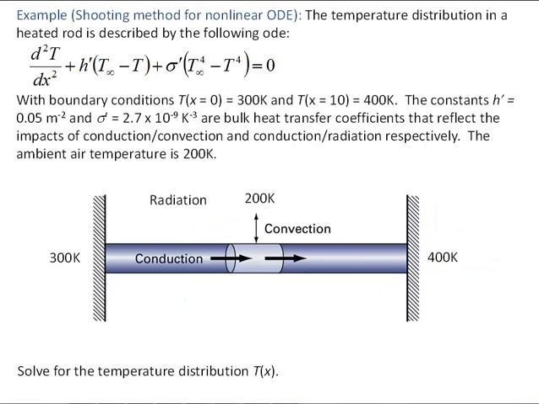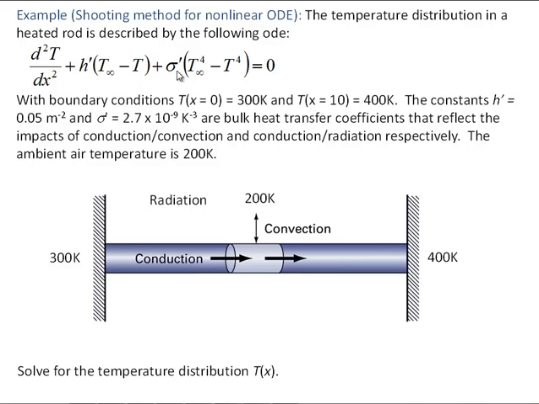So here's a nonlinear boundary value problem to solve for the temperature distribution in a heated rod. The temperature distribution is described by the following differential equation. We have the second derivative of temperature with respect to x plus h prime times T infinity minus T plus sigma prime times T infinity to the fourth minus T to the fourth is equal to 0.